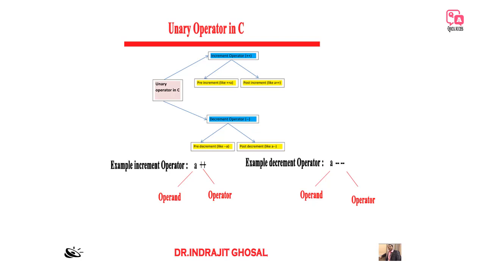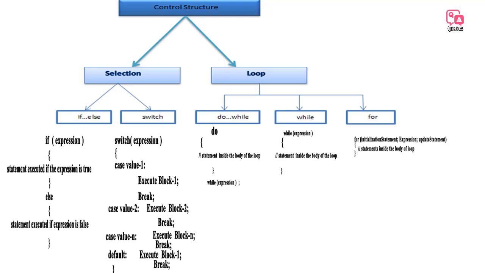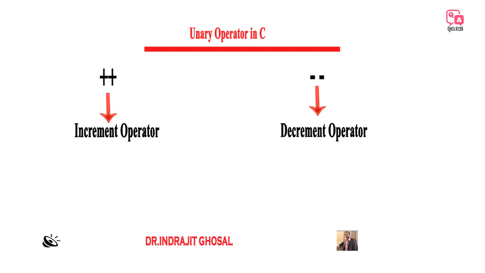Why is that very important? Because there is a chapter in C programming language, control structure, where you have to make programs of loops. Like we have to use for loop, do while loop, while loop, where we have to use this kind of operator. So first of all, we should know C provides two special types of operator. One is plus plus and another is minus minus. So this is called the increment and decrement operator, or we can say it is a unary operator in C programming language.